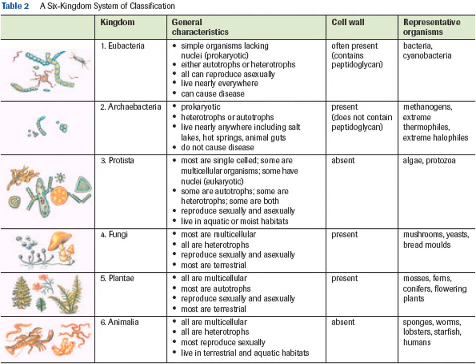Here you can see a list of the different kingdoms. Right now we are using a 6-kingdom system, so the eubacteria and archaea bacteria are part of the bacteria and archaea domains. Here we have the protist, fungi, plant, and animal, part of the eukarya domain. You can see their general features, which you should know, features about the cell walls, and some representative organisms.